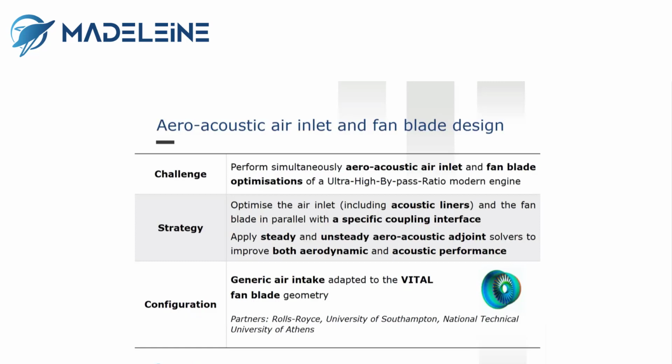And as for the previous test case, the objective here was to apply steady and unsteady aeroacoustic adjoint to improve both the aerodynamic and acoustic performance of the configuration. Here we use the Vital fan blade geometry, provided by Rolls-Royce, and a generic air intake adapted to this Vital fan geometry was used for this problem. For this test case, Rolls-Royce, University of Southampton, and National Technical University of Athens worked together.